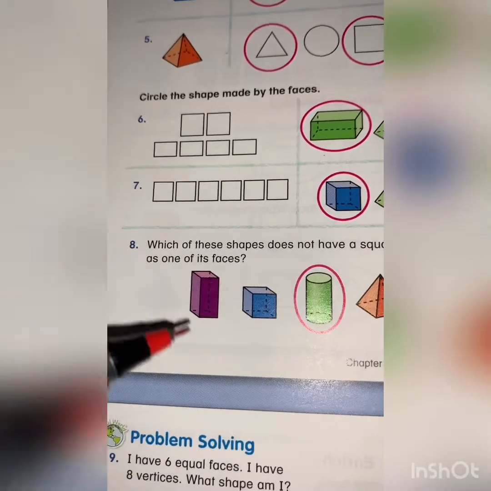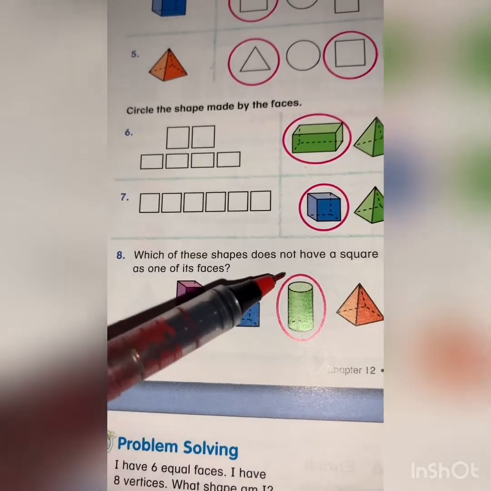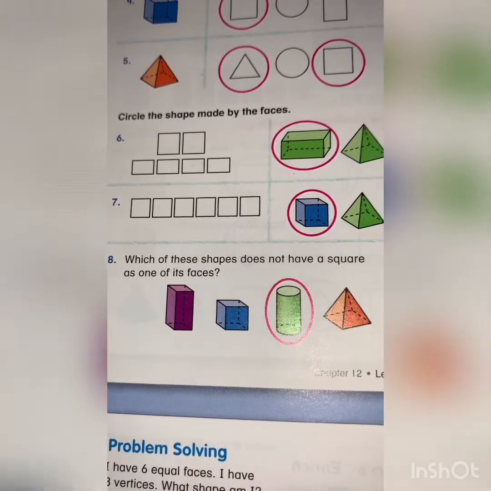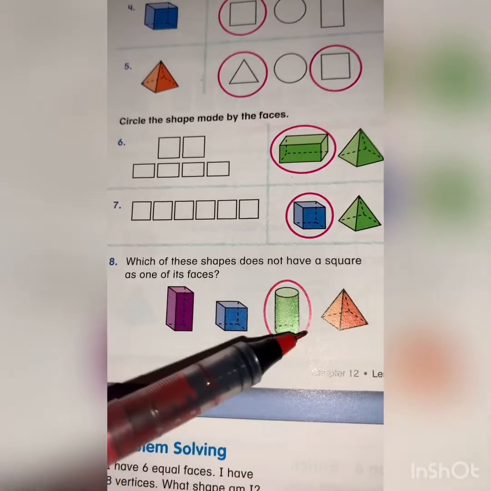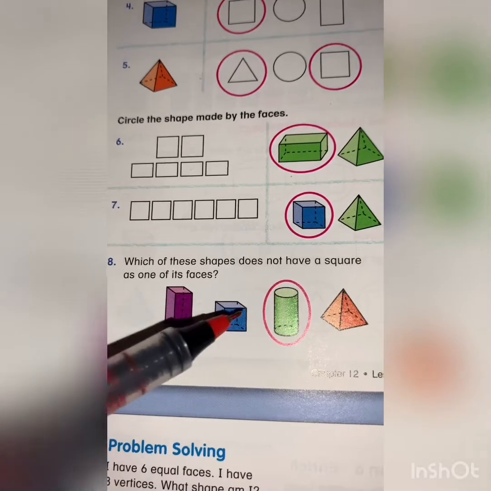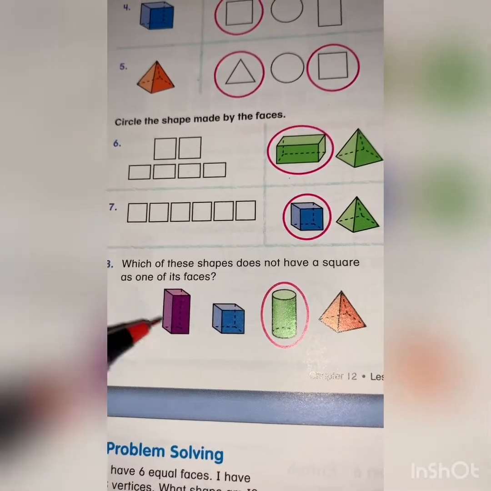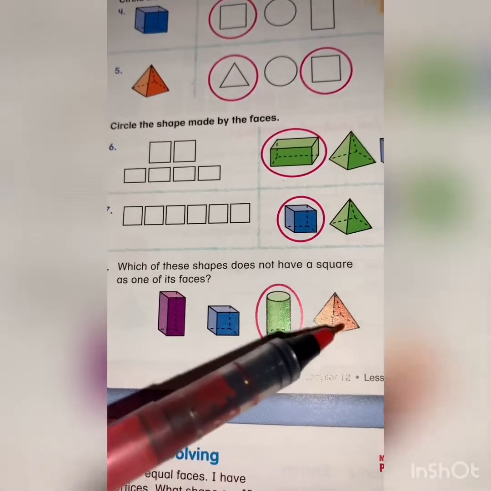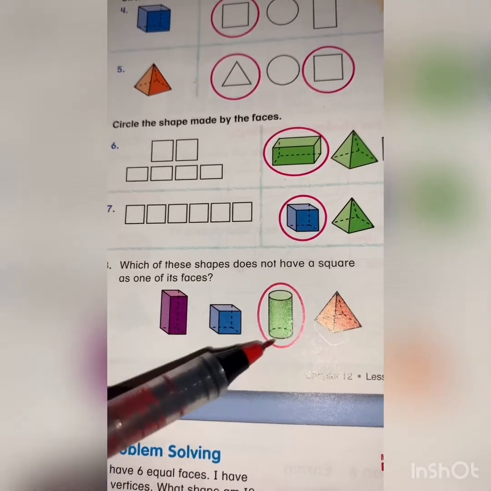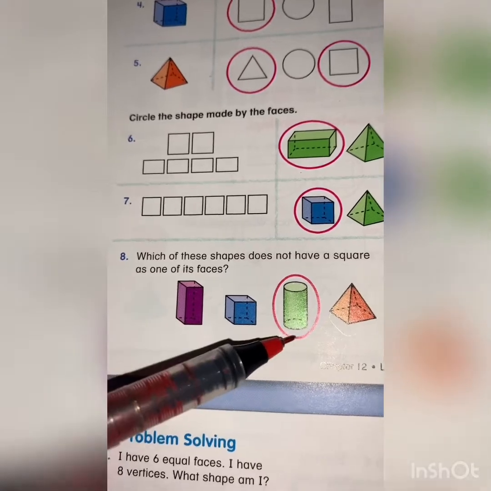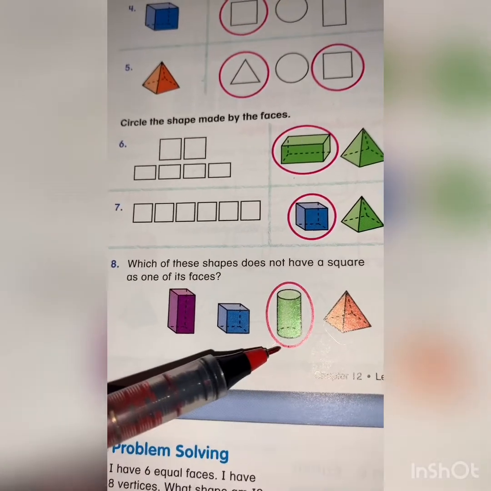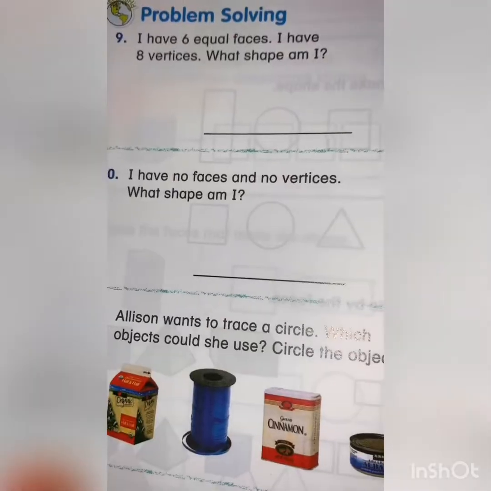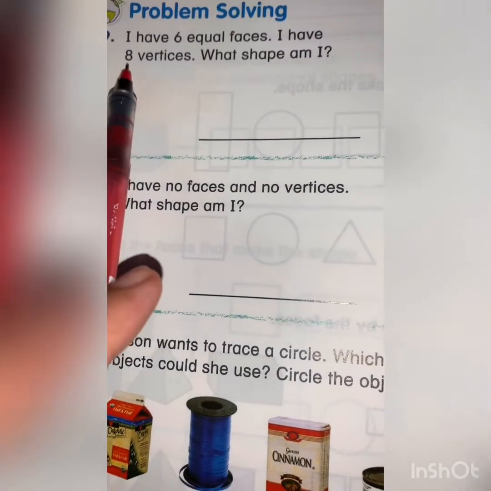Here he's asking you which of these shapes doesn't have a square as one of its faces. Sure, the cylinder. Here the cube, all of it squares. The rectangular prism, I have 2 squares. In the pyramid, I have the base square. So the cylinder is the only shape that doesn't have a square as one of its sides. For page 774, here we have number 9.